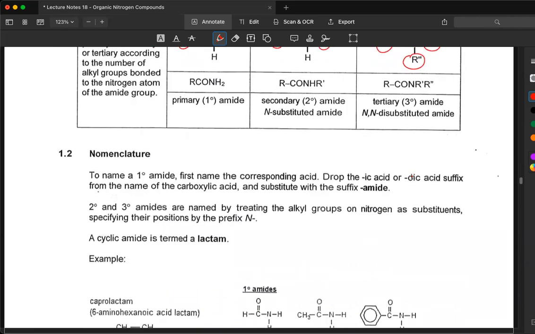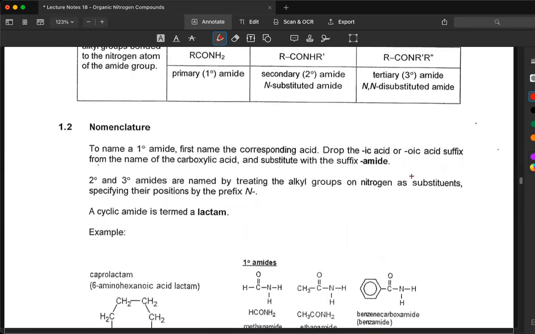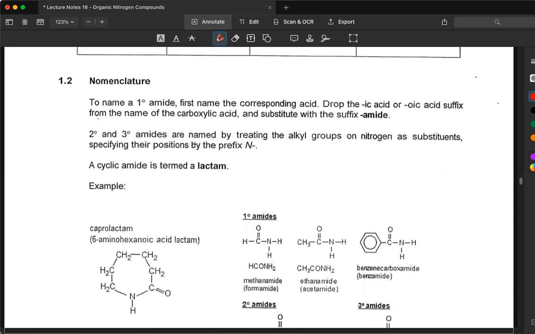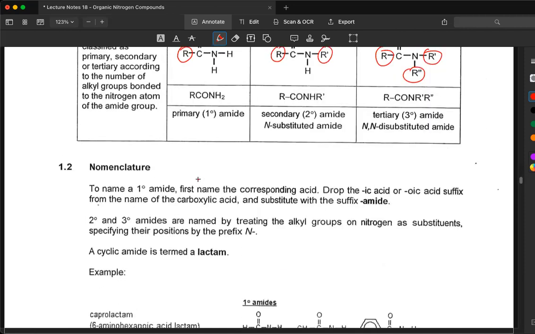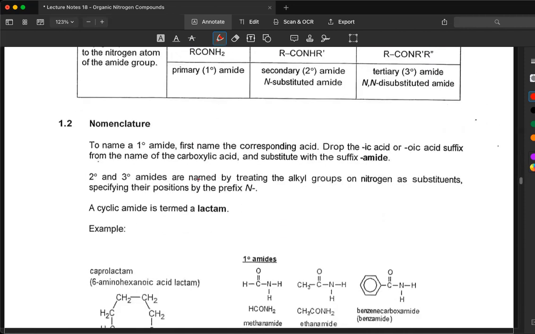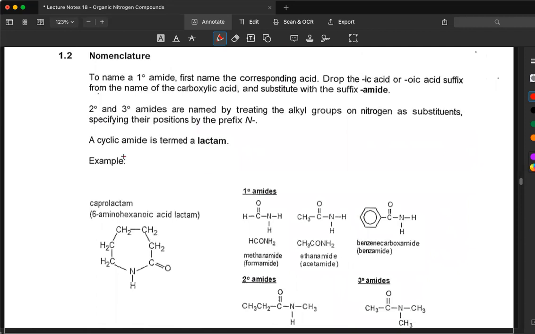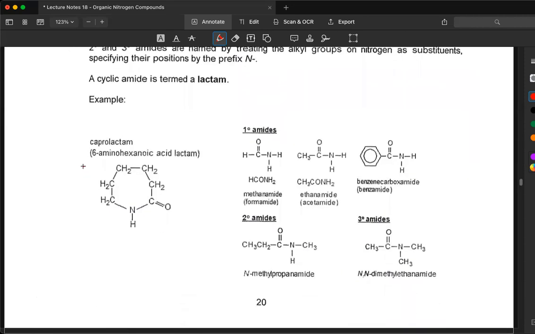To name the primary amide, first name the corresponding acid. Drop the -ic acid or -oic acid suffix from the name of the carboxylic acid and substitute with the suffix amide. Secondary and tertiary amides are named by treating the alkyl groups on nitrogen as substituents, specifying their position with the prefix N. A cyclic amide is called a lactam.